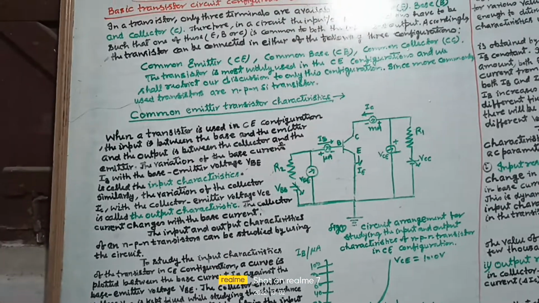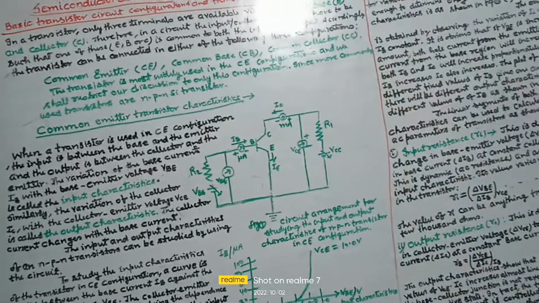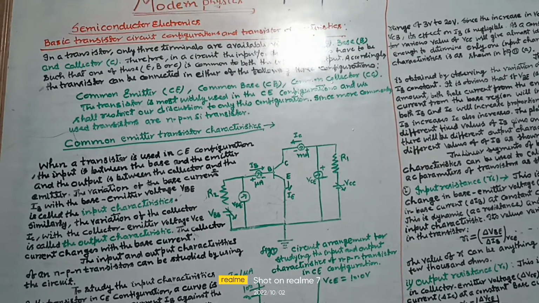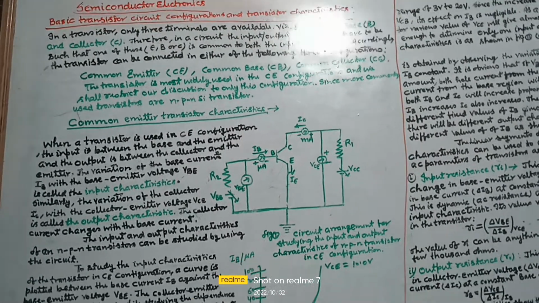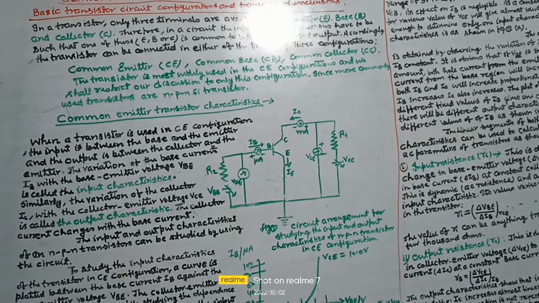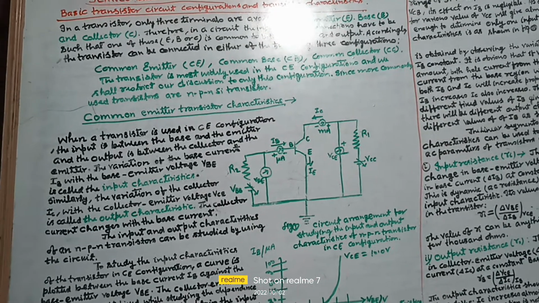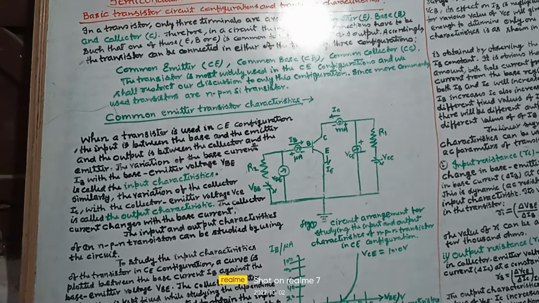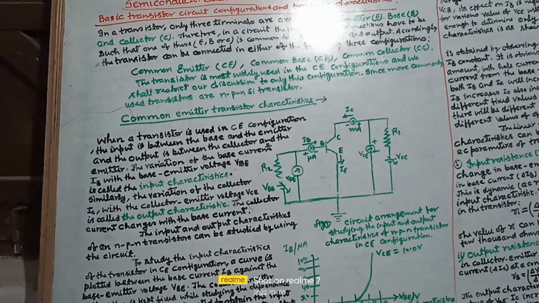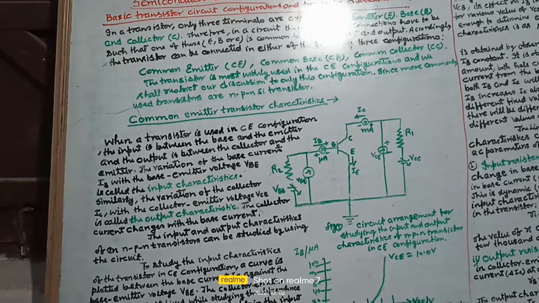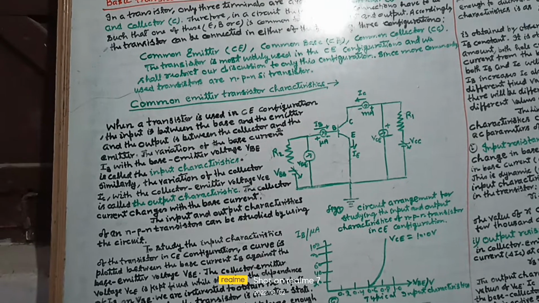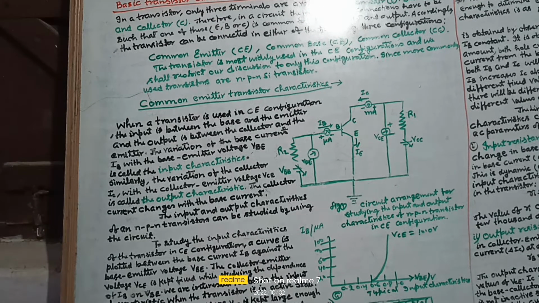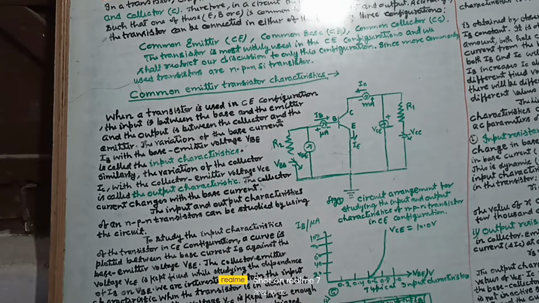Common emitter transistor characteristics: when a transistor is used in common emitter configuration, the input is between the base and the emitter, and the output is between the collector and the emitter. The variation of the base current IB with the base emitter voltage VBE is called the input characteristics. Similarly, the variation of the collector current IC with the collector emitter voltage VCE is called the output characteristics. The collector current changes with the base current. The input and output characteristics of an NPN transistor can be studied by using the circuit.